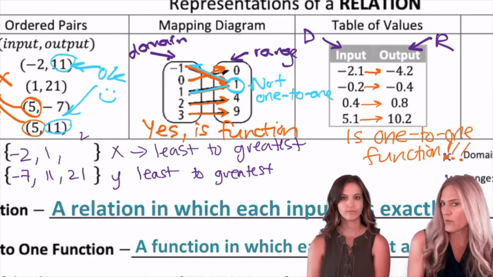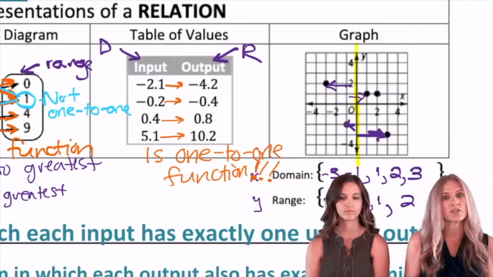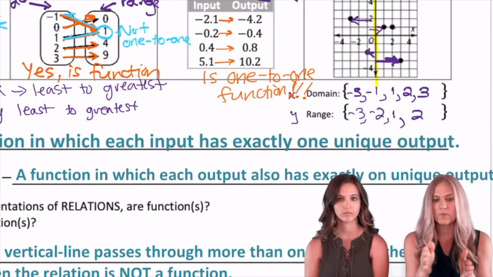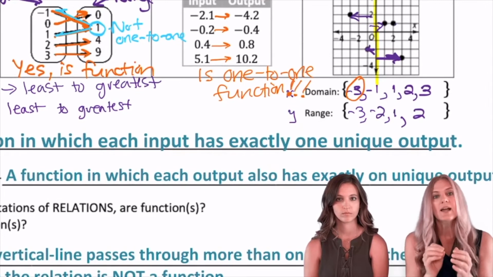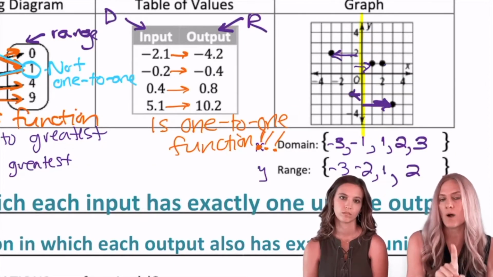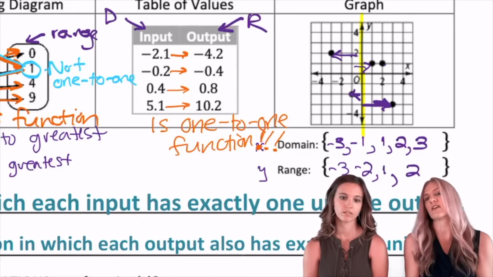Now looking at the graph, I'm trying to check if it's a function or not. If I look along that domain, I see we have this unique domain, negative 3, negative 1, etc. And each x value only goes to one y value, which leads us to that vertical line test.